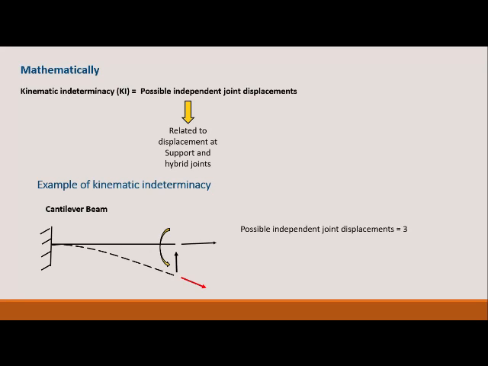So possible independent joint displacements are 3, and we can see here the axial movement, which is very small compared to the other two, that is transverse and rotational displacements in case of a beam. So we have ignored the axial deformation, and by ignoring the axial deformation, the kinematic indeterminacy boils down to 2. So we may say kinematic indeterminacy of this beam is 2.